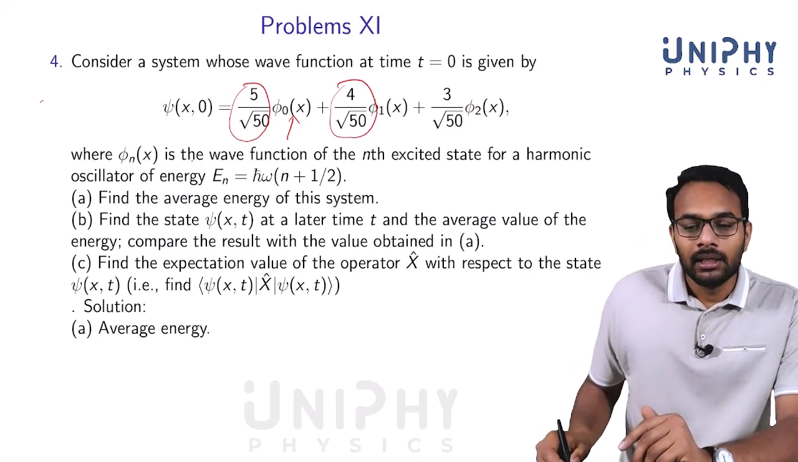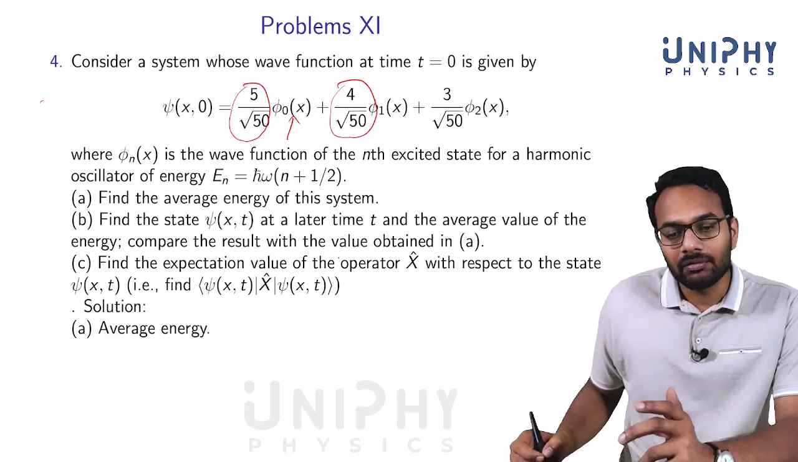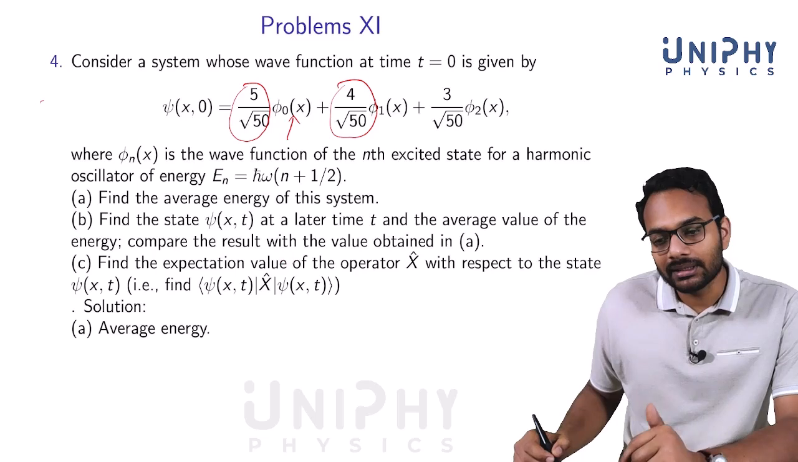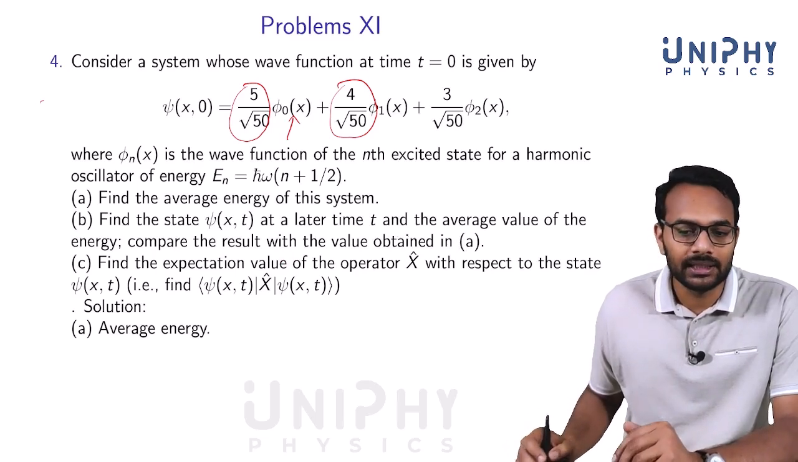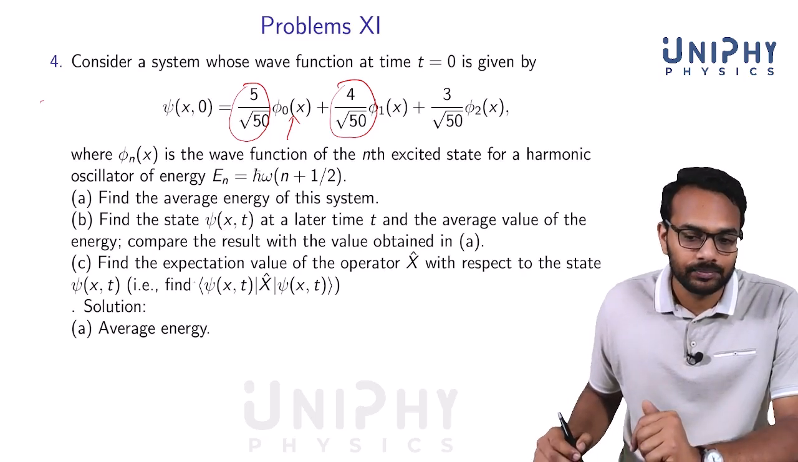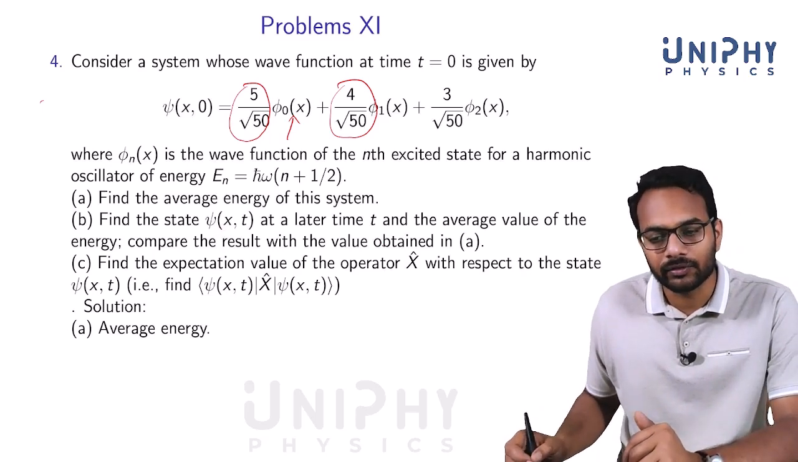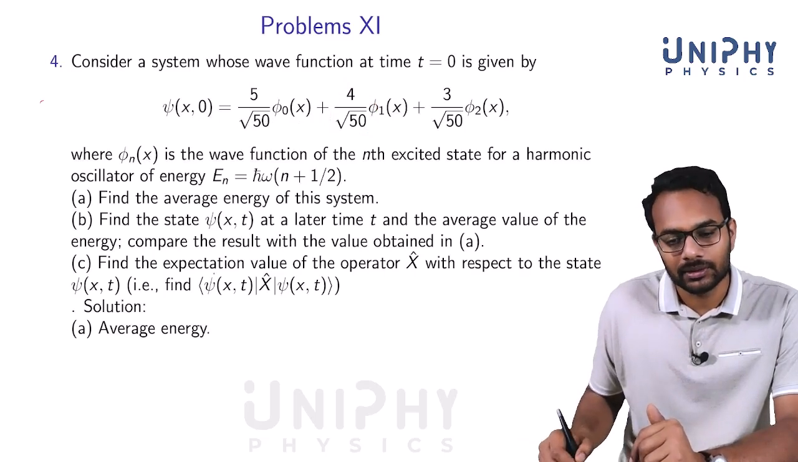Now find psi of x comma t at a later time t and the average value of the energy. Compare the result with the value obtained in A. So we have to find the average value of the energy using the new state, the state after a time t. Then you have to find the expectation value of the operator in this given state. So let's look at the solution.